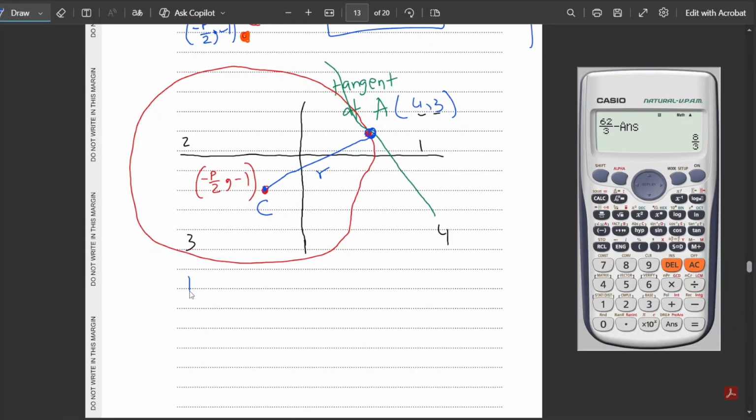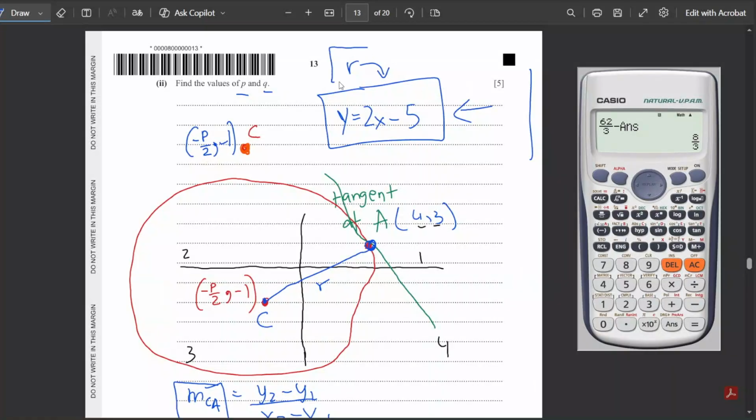So if I want to find the gradient MCA, it's basically going to be y2 minus y1 over x2 minus x1. Guess what? I know what this MCA is. How do I know that? I know the equation of the radius, or basically this line, and I know the gradient of this line. The gradient of this line is basically 2.